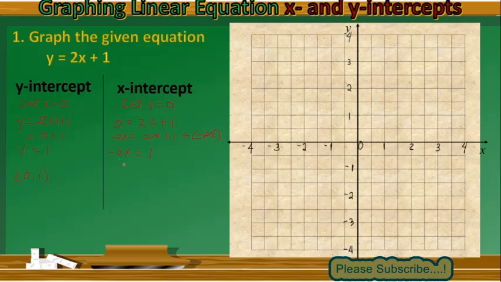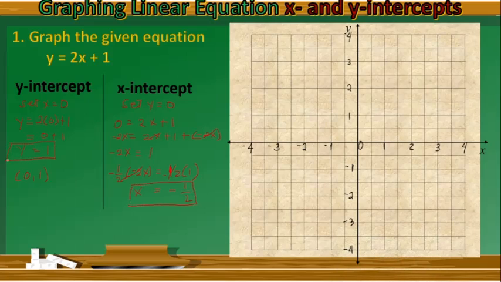Applying the multiplication property of equality, we find the inverse of negative 2, that is negative 1/2, times negative 2x equals negative 1/2 times 1. So this cancels out and the remaining is x. Negative 1/2 times 1 is negative 1/2. So our value for the x-intercept, when y is equal to 0, is negative 1/2 for x, then 0 for y.